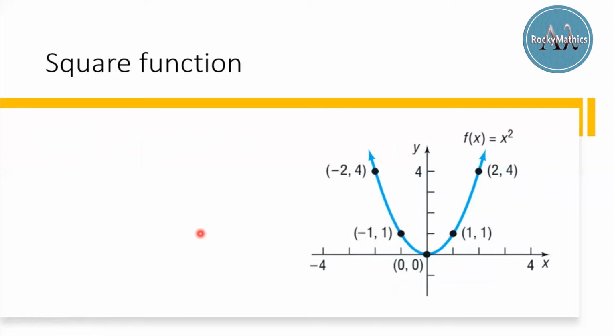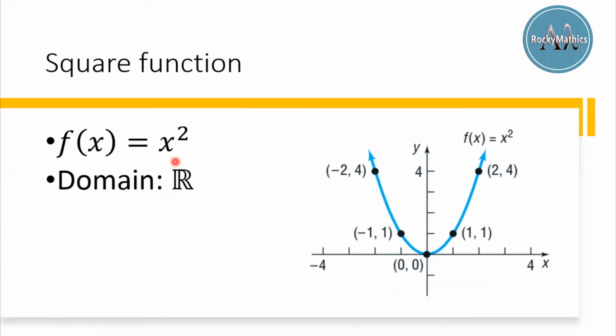Square function. This is the graph of the square function. Okay, any observation? Now, by the way, the square function is given by x squared. This is very familiar. Then the domain of x squared is the set of all real numbers, the set of inputs.